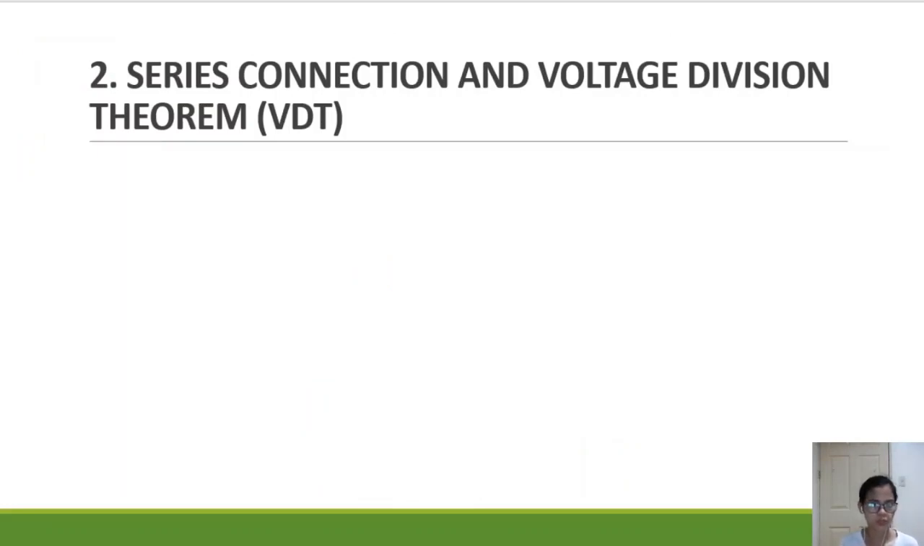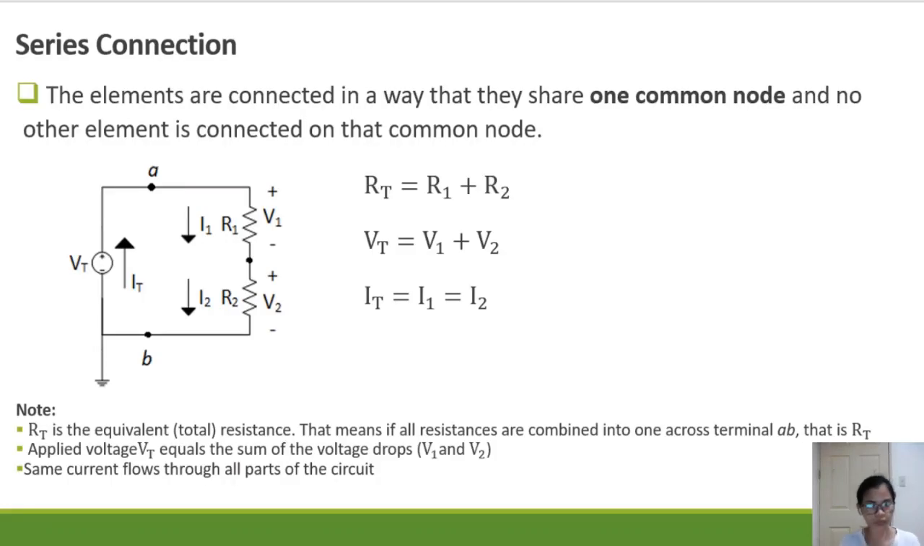Okay, let's proceed to the next part, the series connection and voltage division theorem. When can you say that two elements are in series? The elements are connected in a way that they share one common node and no other element is connected on that common node. So for example, I have this resistor, this is his node, and the other node. So when can you say that they are in series? If they share one common node, regardless of these other nodes, as long as on this common node there is no other connection, it's alright. Even though I have here a resistor and then this one, I don't care about that one. And then on this node, I have a resistor here.